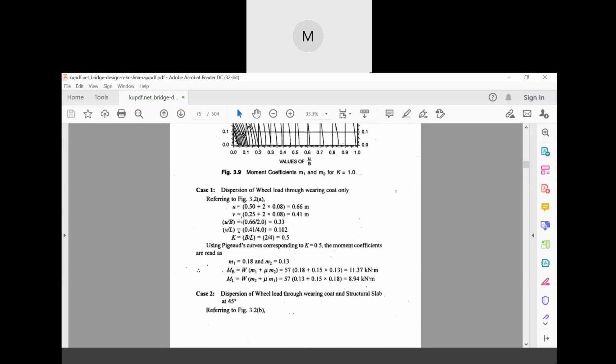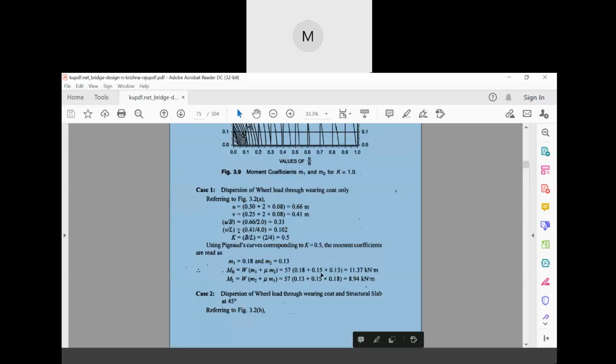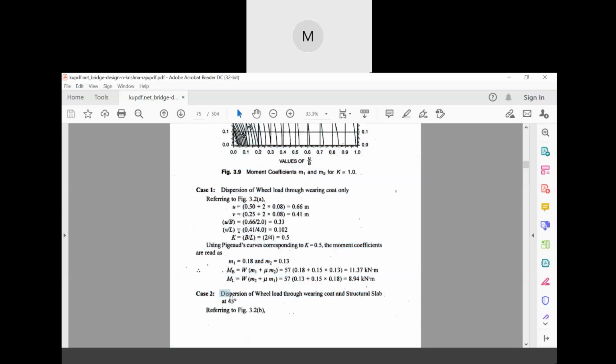Now in the second part, look, the first one was dispersion of wheel load through wearing coat only. The second one will be dispersion of wheel load through wearing coat and structural slab. Now how will you solve it? Everything will be similar, only one point will be different.